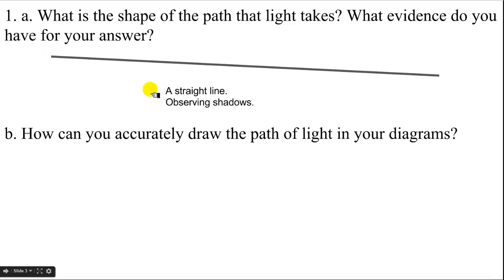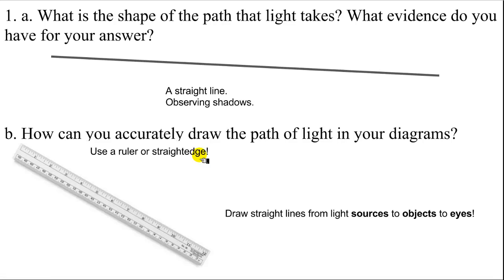We're supposed to draw our rays of light as straight lines, and we will know this by observing shadows. We're going to do that later on in class. The way we can accurately draw the path of light in our diagrams is by using a ruler or a straight edge. We're supposed to draw straight lines from light sources to objects to eyes, and you're going to see an example of that here in a second.